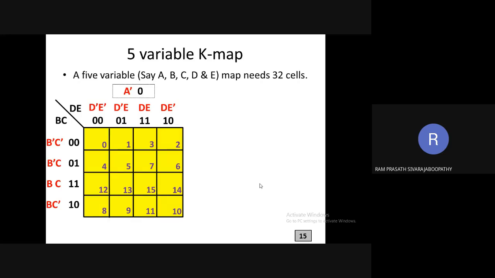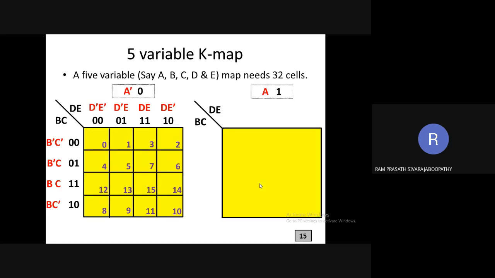Fine. Now, we took A equal to 0 as one combination, right? What about the other combination? We have drawn one K-map table with A equal to 0. What about the other combination? Can we consider A equal to 1? Now the same thing I am going to do. B, C, D, E I am going to split.